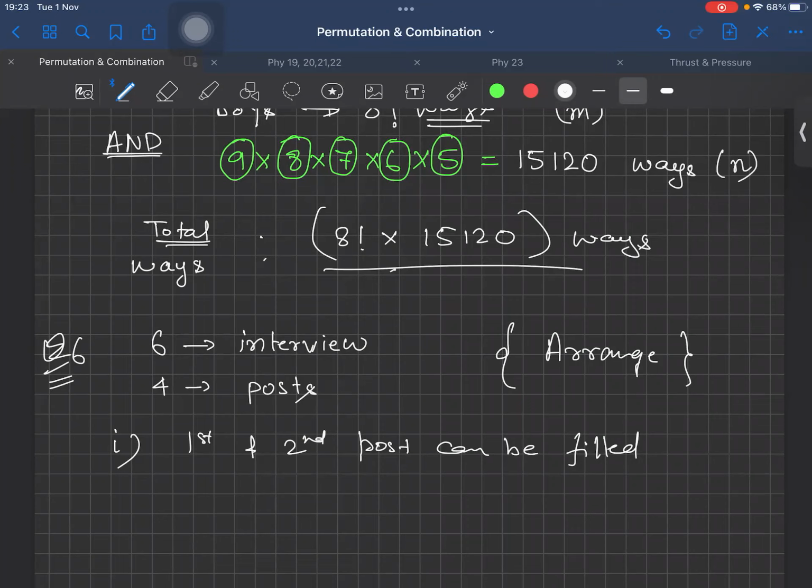See, right now you have, anyone tell me the answer. Sir, is it 30, sir? 30, how? Sir, 6 into 5 because it can't be repeated. Yeah, it can't be repeated. That means it is the number of permutations of 6 candidates taking 2 candidates at a time, right? Yes, sir. So it's number of permutation or arrangement, whatever you want, you can write. Permutation of 6 candidates taking 2 at a time.